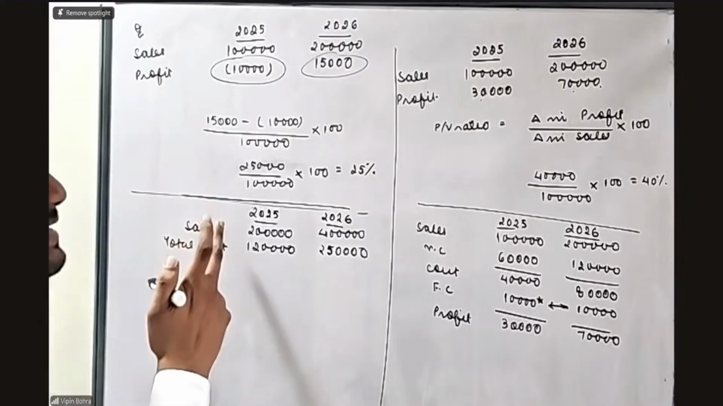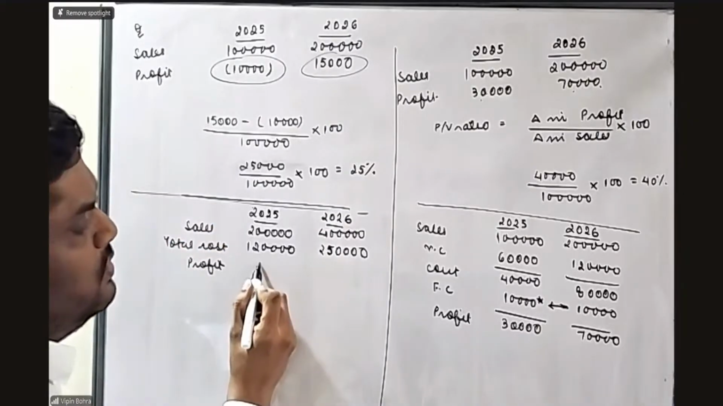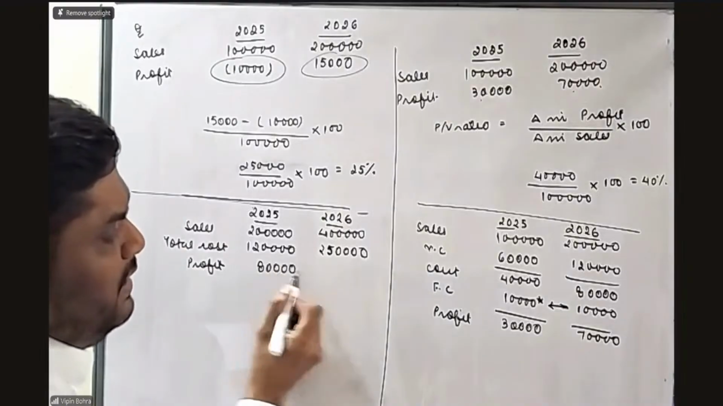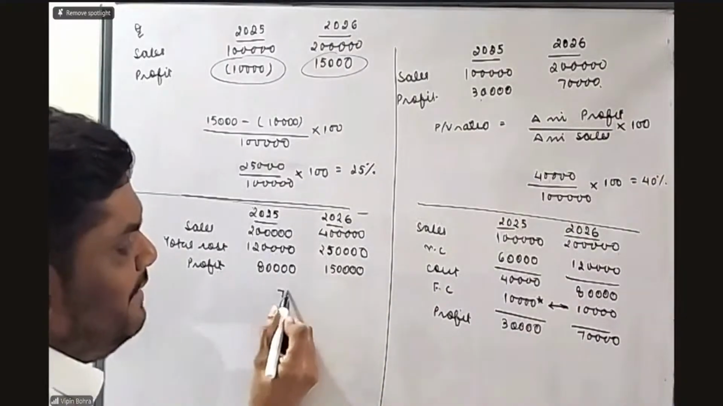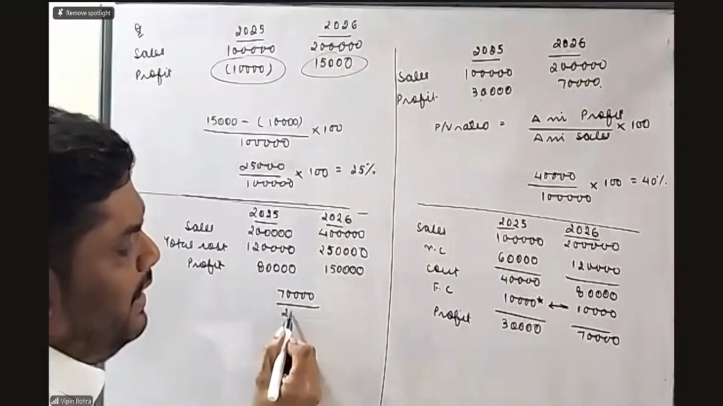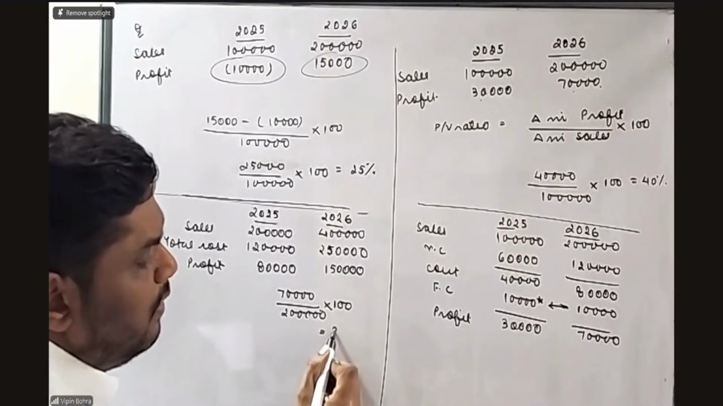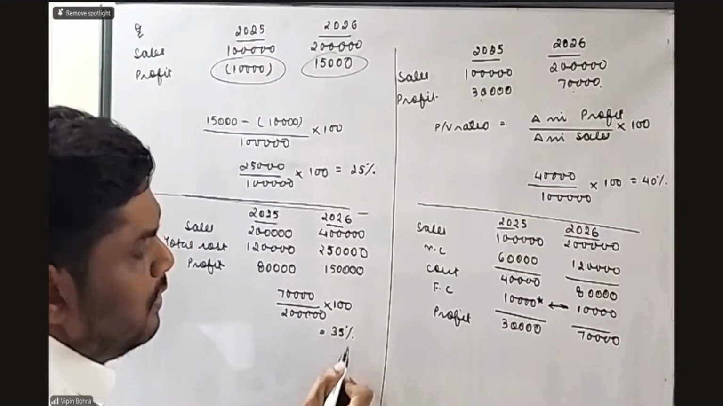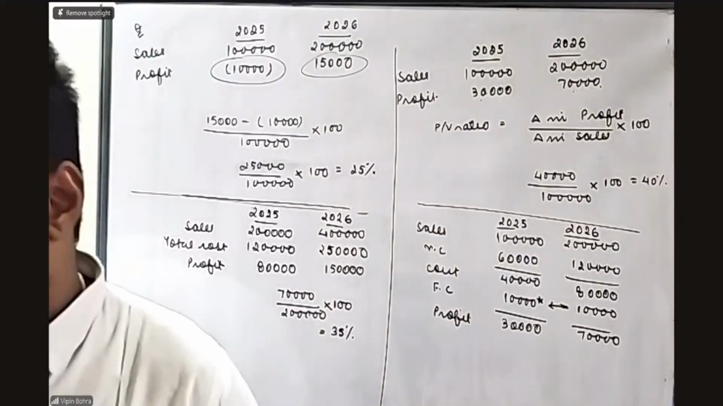So here the sales is given, total cost is given, we can get the profit. So my profit will be 80,000 and 1,50,000. So the change is 70,000 divided by 2 lakh in 200. That is 35%.